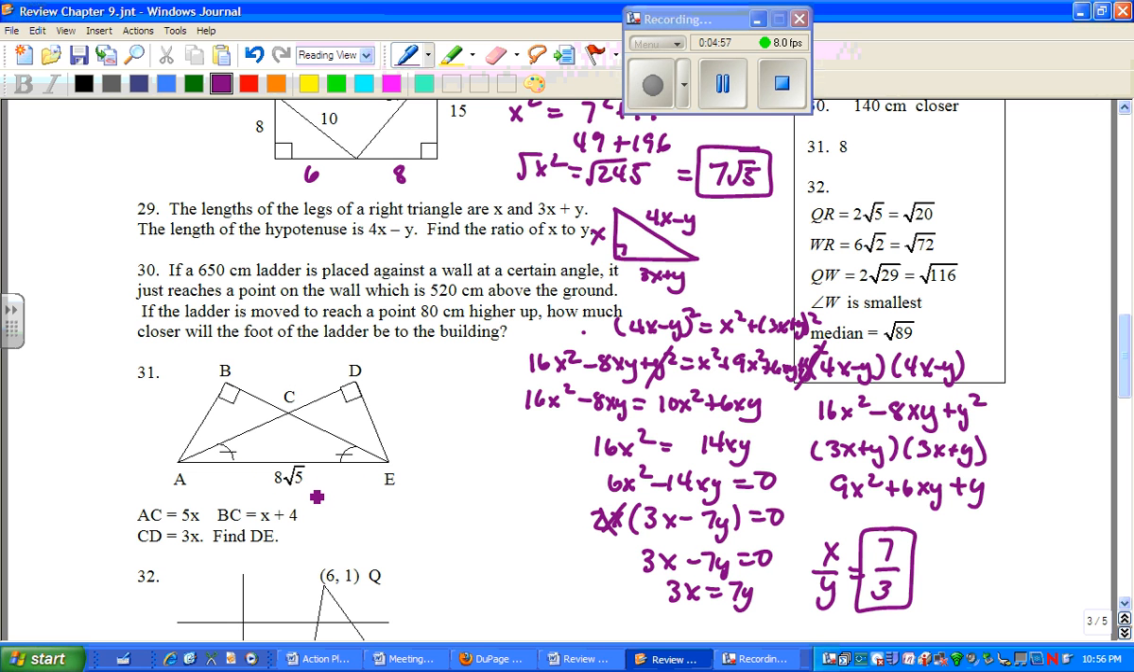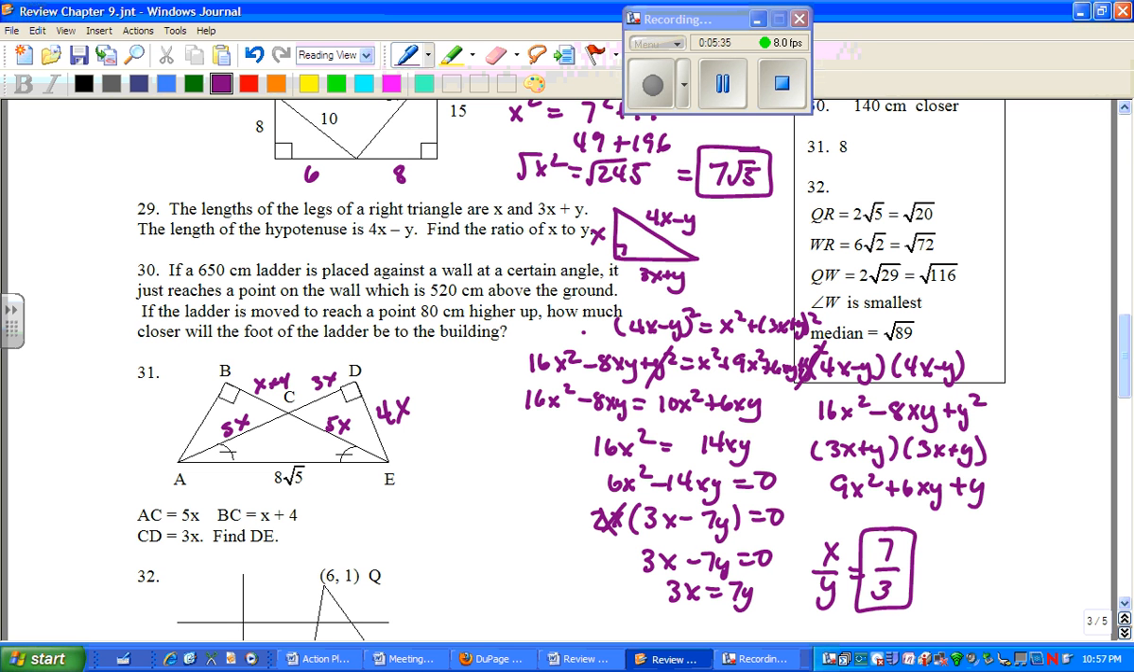When I look at this, you can tell that this bottom piece is an isosceles triangle. AC is 5x, BC is x plus 4, CD is 3x, find DE, which is this piece over here, so this piece over here is also 5x, the way we're looking at it. This is a right triangle, so we got 3x, this is 5x, so this piece over here is 4x. We need to know what x is. Well, these are both right triangles, and this is 8 root 5 over here.